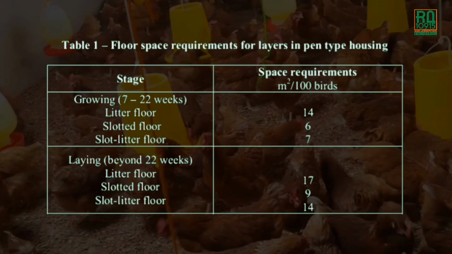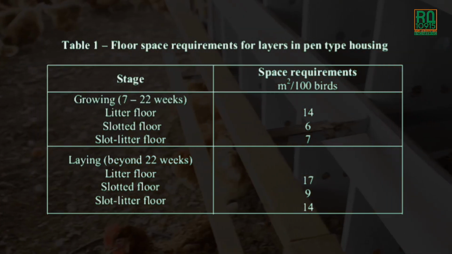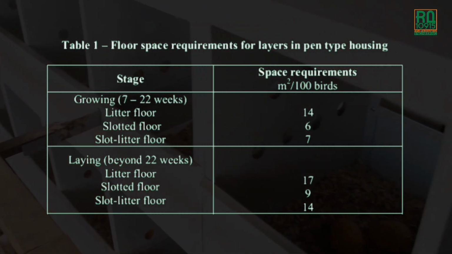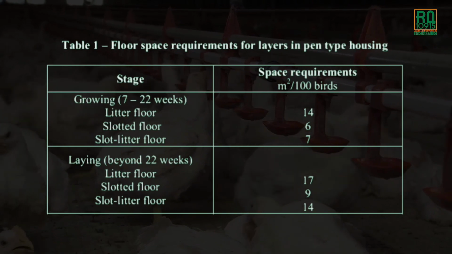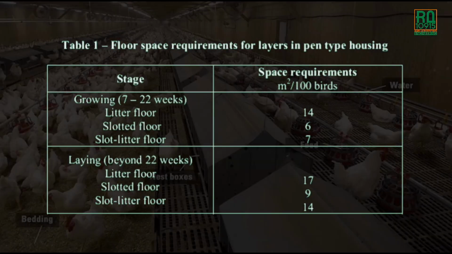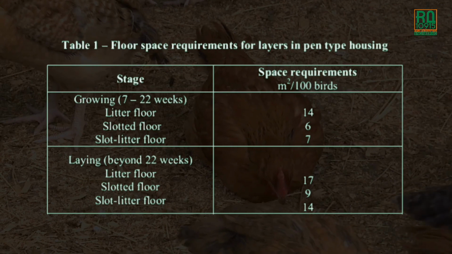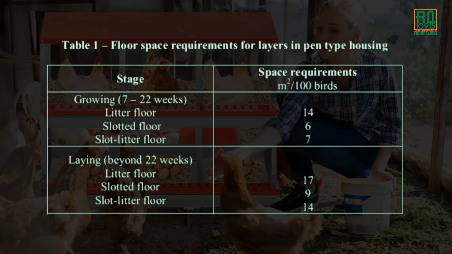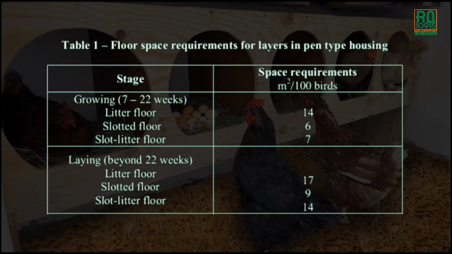Floor space requirements for layers in pen-type housing at growing stage, that is about 7 to 22 weeks. For litter floor is 14 square meter per 100 birds. For slotted floor is 6 square meter per 100 birds. For slot litter floor is 7 square meter per 100 birds. At laying stage, that is beyond 22 weeks. For litter floor is 17 square meter per 100 birds. For slotted floor is 9 square meter per 100 birds. For slot litter floor is 14 square meter per 100 birds.